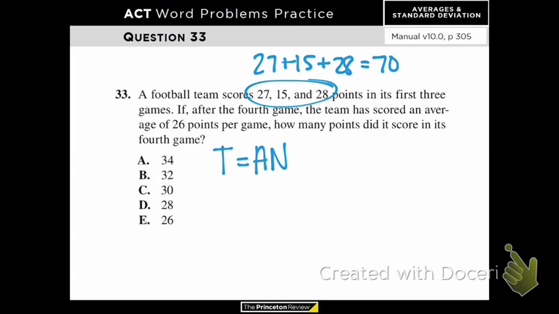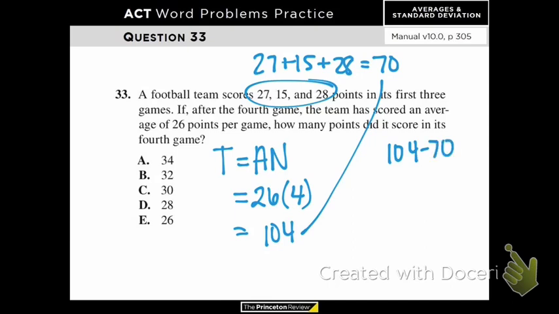We need the average, so after the fourth game, the team has scored an average of 26 points. So we want to figure out what the total would be if the average was 26. Plugging that in, 26 times those 4 games gives us a total of 104. So how do I get from 70 to 104? I just need to subtract, which gives me 34. And so that's what you would need for that last game in order to get up to the total necessary to have an average of 26.